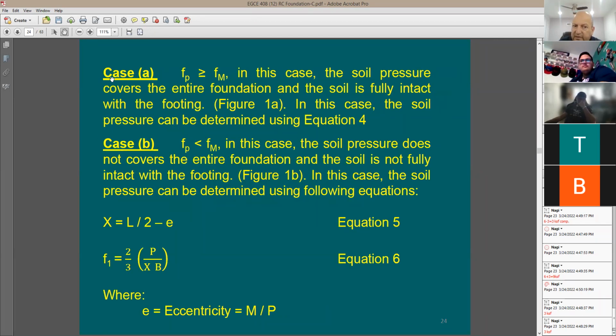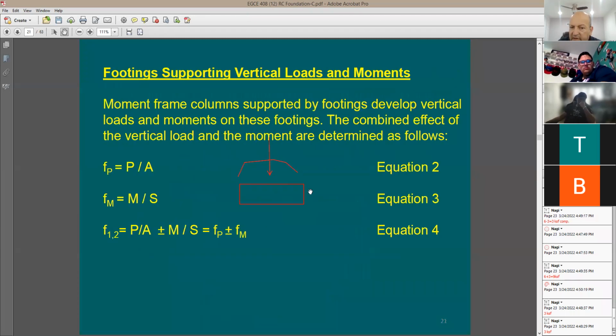So look at this. In case A, F sub P is going to be more than F sub M, and the soil pressure is going to be all trapezoidal. And this equation is good to analyze this problem. So when you have pressure here on both sides, it's going to be F sub P plus or minus F sub M. Why plus or minus? Because at one time it's going to be additive, it's all compression. The other time you're going to have subtractive, it's going to be negative, which means that you have tension on one side.